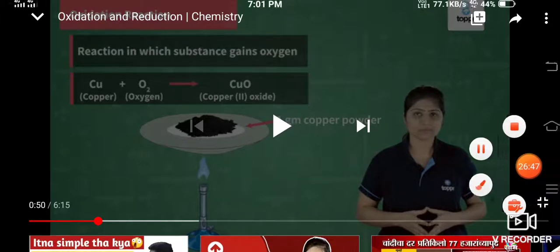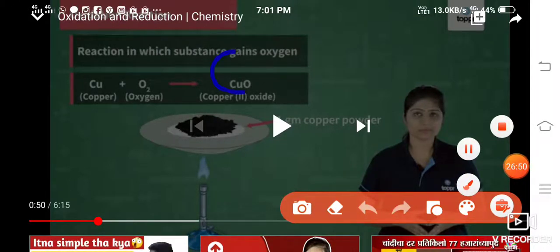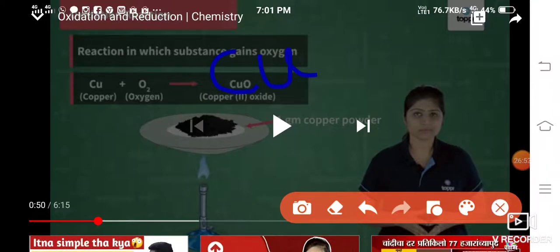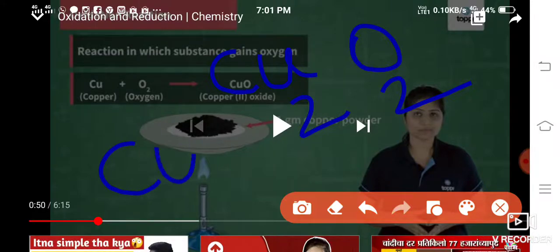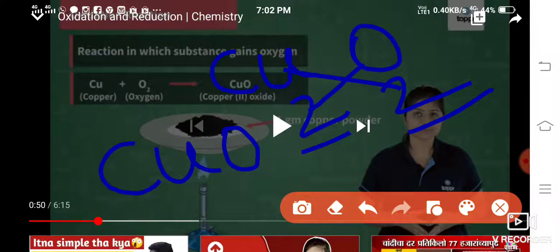See, you know how to write the formula, right? When you want to write the formula for a compound, the valency of copper is 2, and oxygen is also 2. So when you are writing the formula of a compound, copper oxide, you write the valency of copper to oxygen and of oxygen to copper. So here both are 2 and 2. So it's going to get simplified and it's going to just remain CuO.